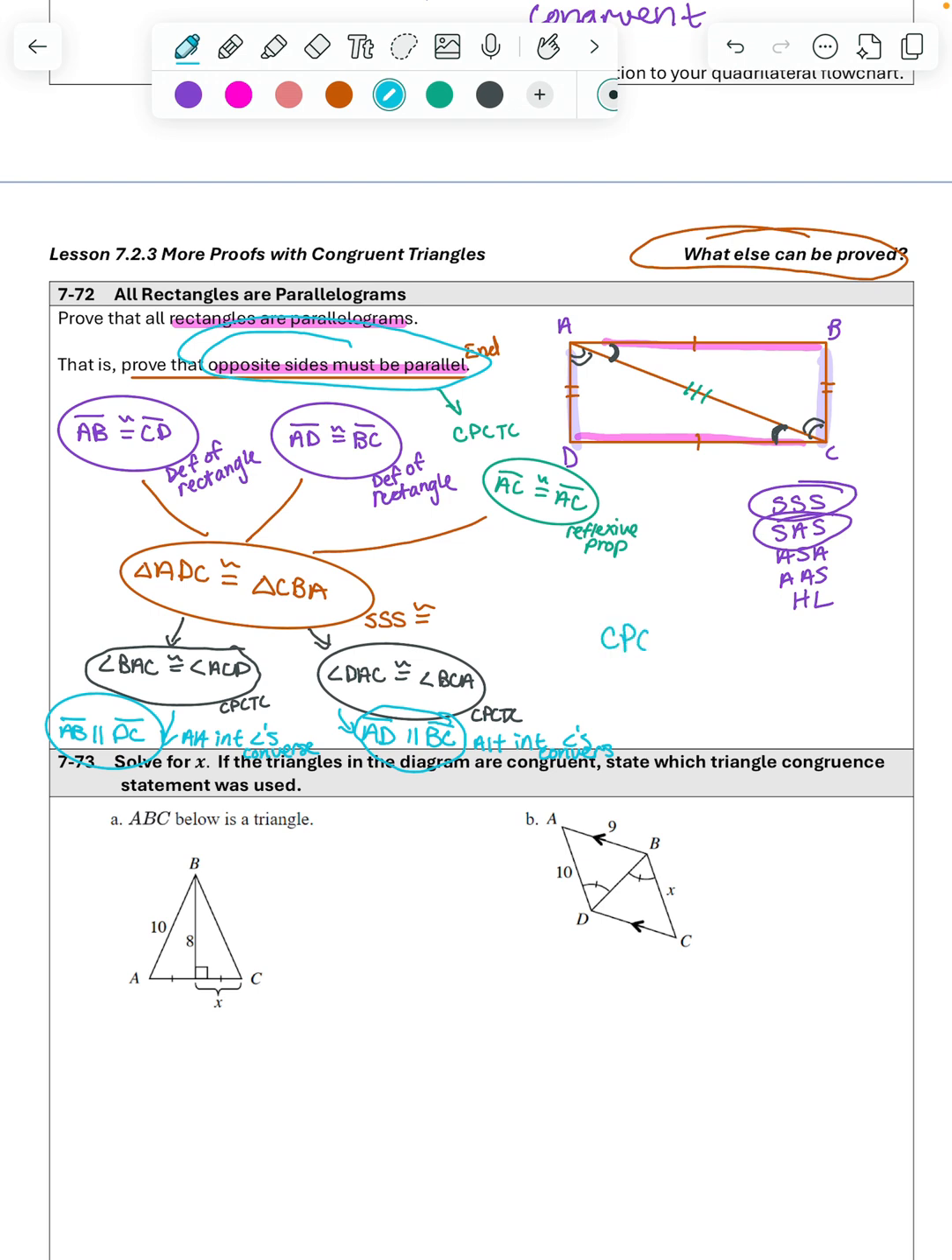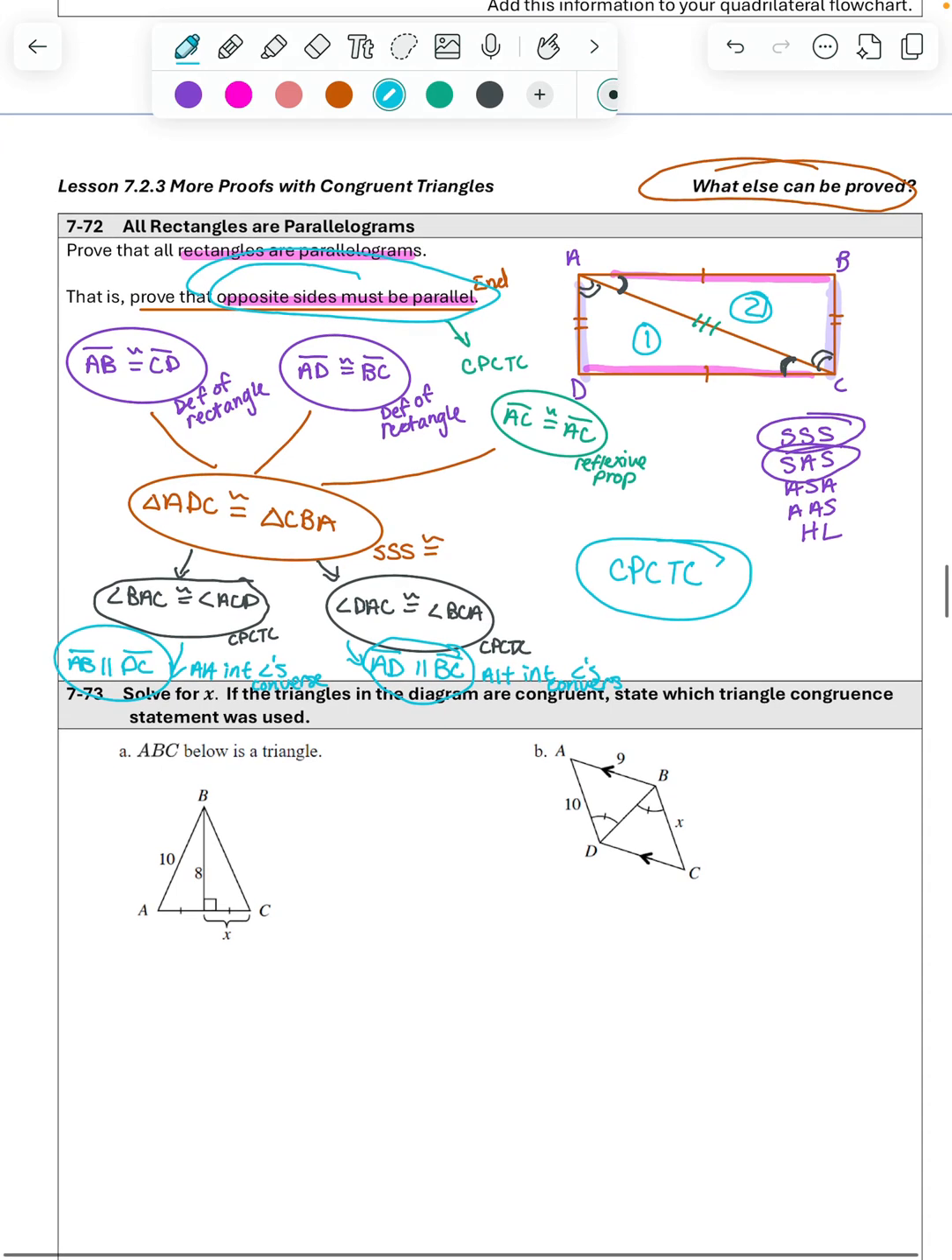So this was a good example of using CPCTC in a proof to basically show that two little parts are the same, because we proved that two triangles are the same, are congruent.